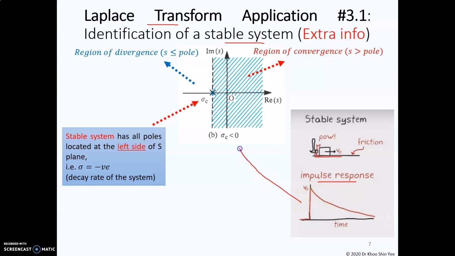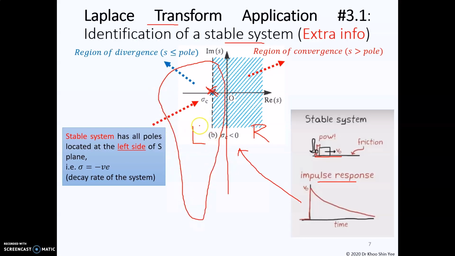So when you perform the Laplace transform and obtain the pole-zero plot, you can see this is the left side of the S-plane and this is the right side. And your pole is located at the left side. So in this case, a stable system has all the poles located at the left side. Based on this, we can say that this is a stable system. This is because your decay rate at the left side has sigma equal to negative, indicating the decay rate. So your system will eventually stop and become stable.